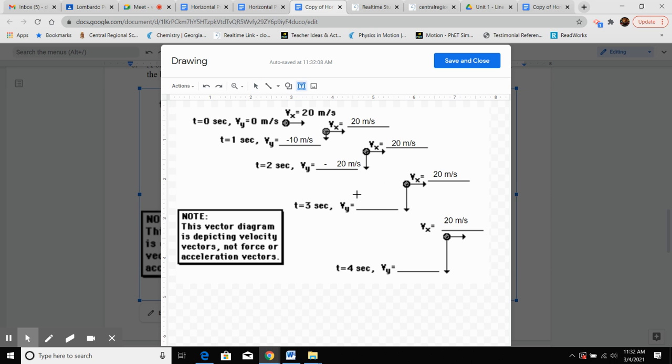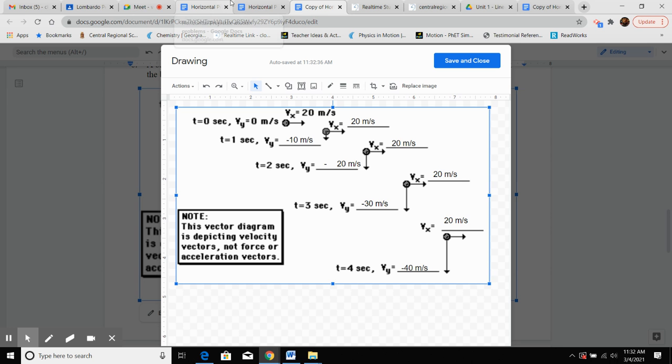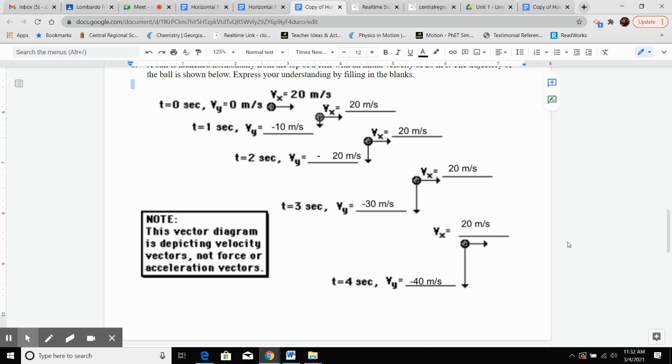Okay, next one. What should the next one be? Good. And our fourth one. Correct. Even though it's not labeled here, if I asked you what it would be if we were at 6 seconds, it would be negative 60, and what would the Vx be? 20 still. Good. Okay, so then I'm saving and closing that.